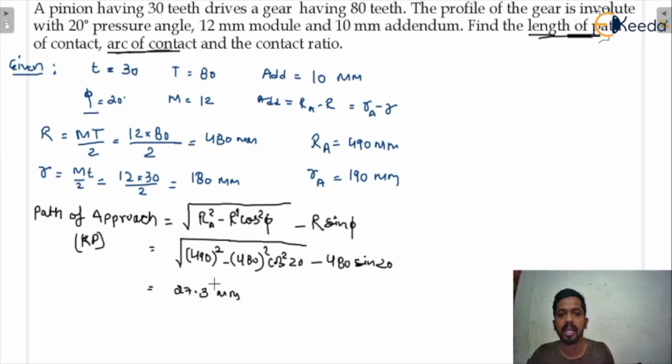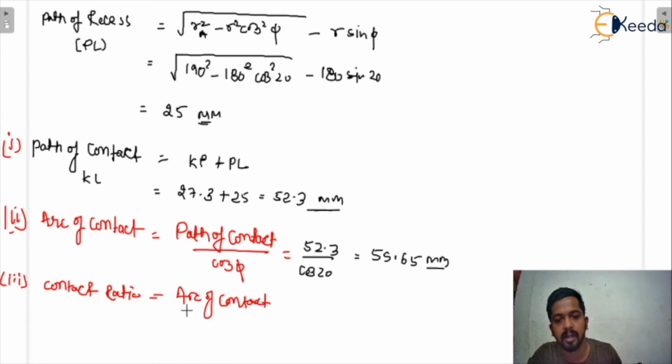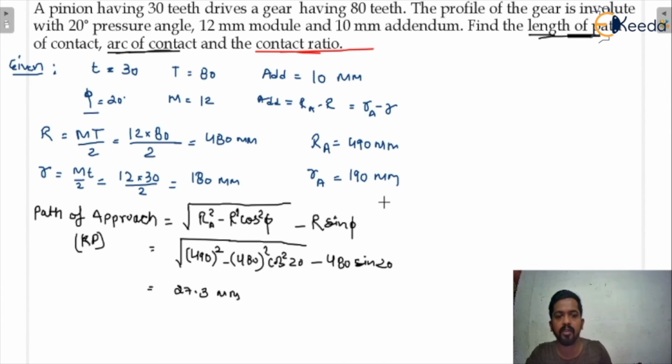The last portion is to calculate the contact ratio. Now just tell me, what is the formula of contact ratio? That is arc of contact upon what? Upon cos phi? No, there will not be cos phi. This would be circular pitch. Arc of contact upon circular pitch, and we have the value of arc of contact, 55.65. Have we calculated circular pitch? No, we have not calculated it.